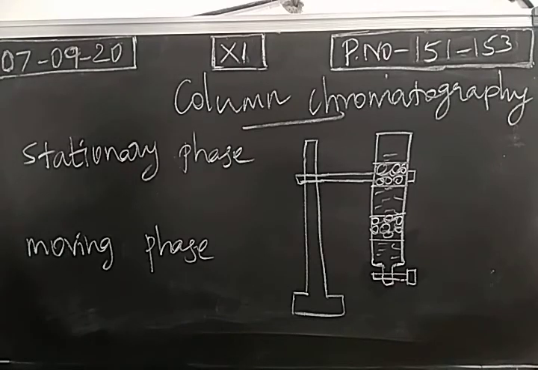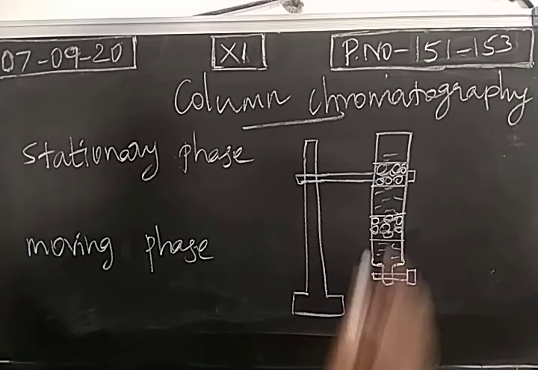So column means the lengthy glass tube, like a burette. As we do volumetric analysis in the laboratory, we use a burette. The same type of lengthy glass tube is used for separating the components of a mixture. So this is called a column.